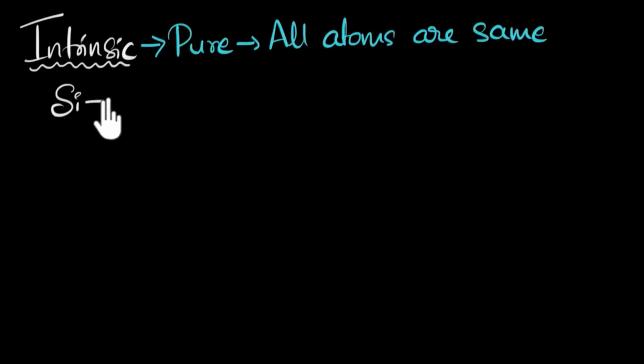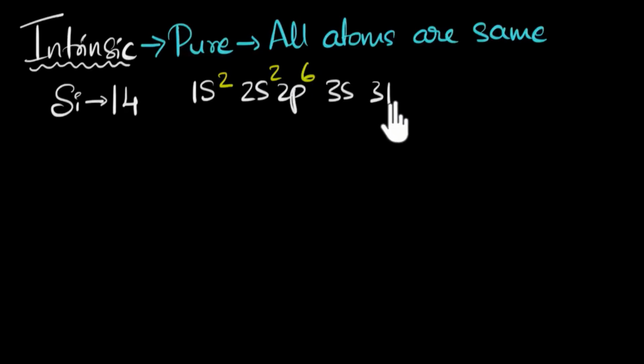To do that, first let's write down the electronic configuration of silicon. Silicon has 14 electrons. So its electronic configuration would be 1s2, then it will have 2s and 2p, which will be completely filled. You have 2 and 6. That makes it 10. So 3s and 3p will also be involved. 3s will be 2, and 3p would be just 2.